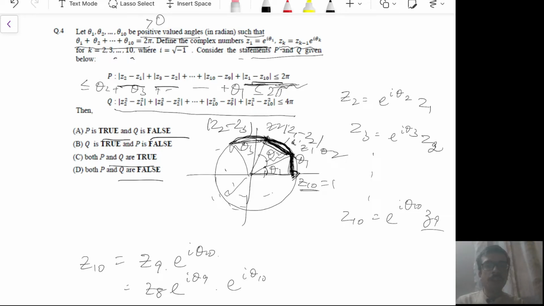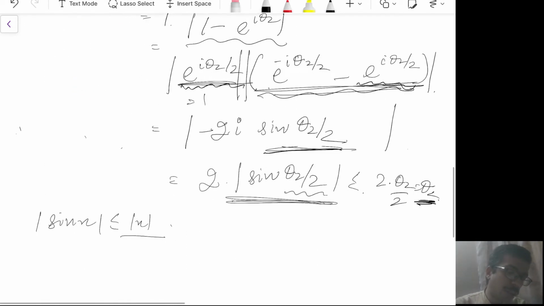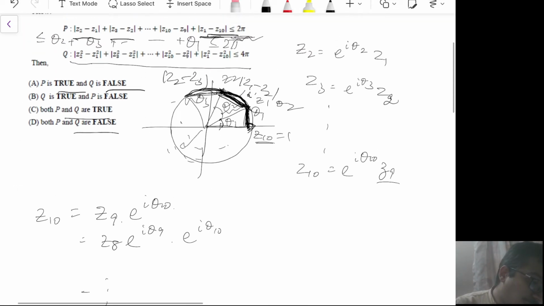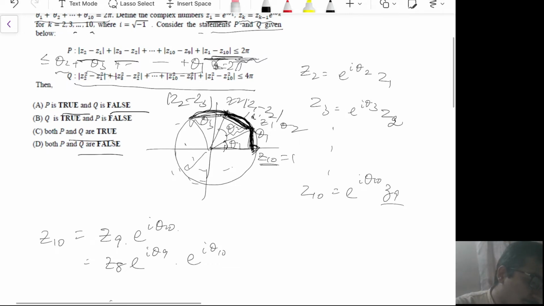So you can look at it both geometrically and algebraically. Also, we saw that the magnitude of 1 minus e to the power iota theta is less than or equal to theta. So if each of these is less than or equal to its corresponding theta, then if you sum them up, that will be equal to 2 pi. So the sum of these chord lengths is upper bounded by 2 pi. So definitely P is true.